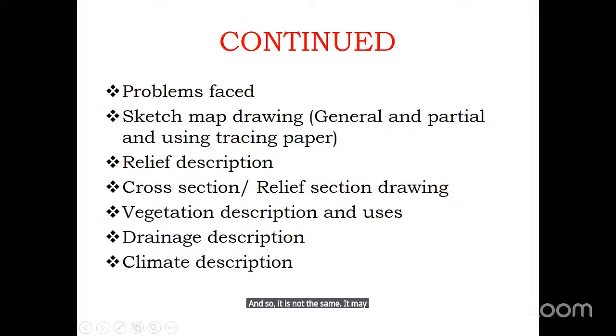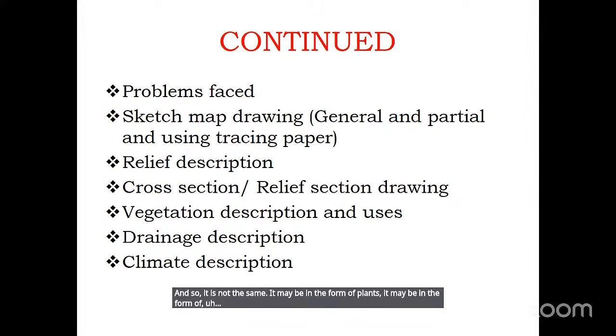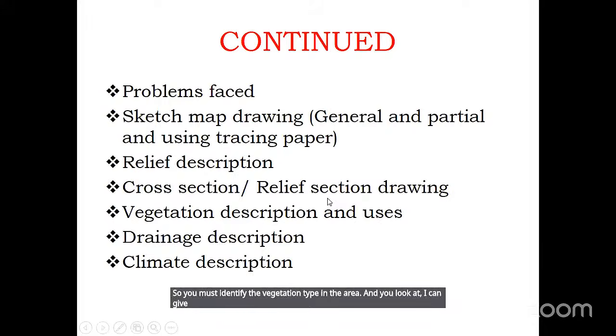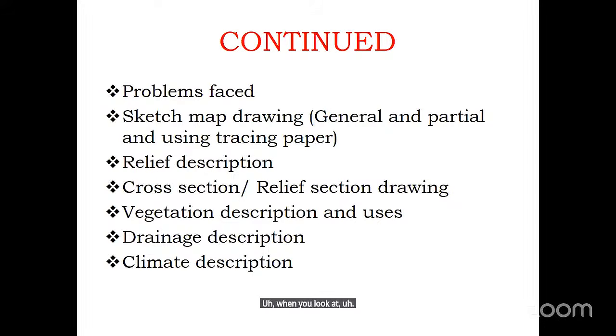It may be in form of plants, may be in form of trees, woodland, scrub, thicket, bushes. So you must identify the vegetation type in the area and you locate. I can give an example of one of the mock papers. When you look at a paper, one of the mocks, was it Hoima? It was asking for location of the vegetation types on the map. You identify the vegetation type and you locate it, show the examiner where you have seen that vegetation type.